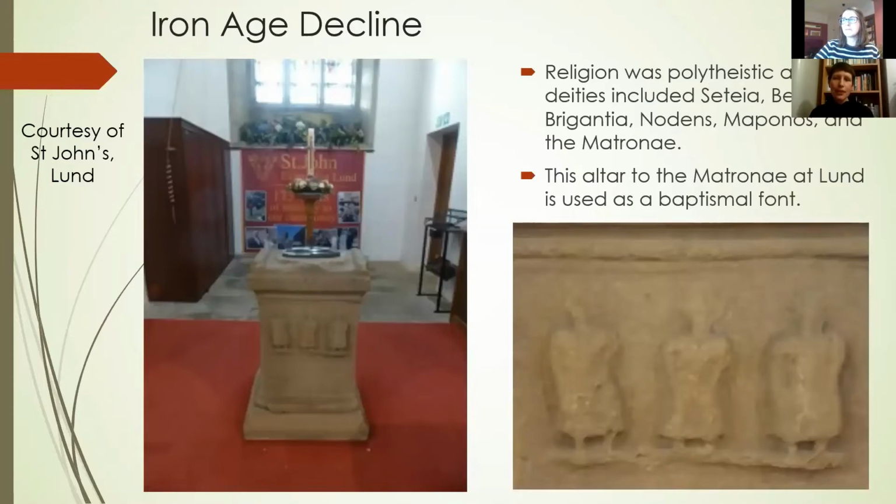Religion at this point in time was polytheistic. Polytheism means belief in many gods, and we had numerous local deities, including Satea, goddess of the Mersey, Bellissima, goddess of the Ribble, Brigantia, the High One, goddess of the Pennines, and Nodens, the catcher or the hunter.